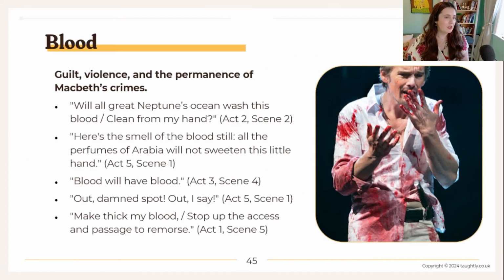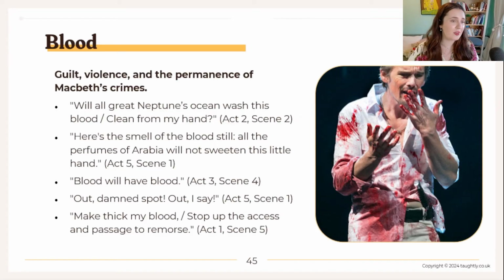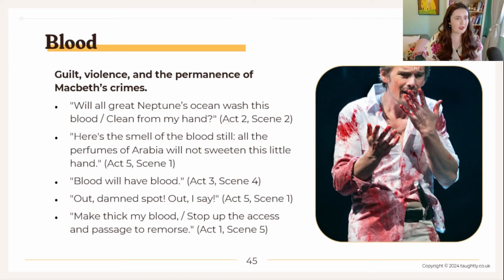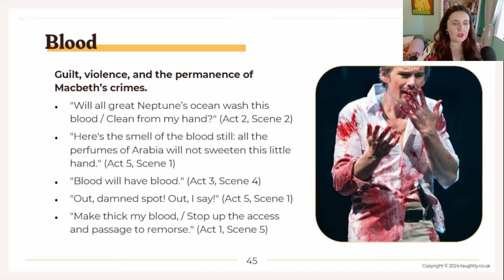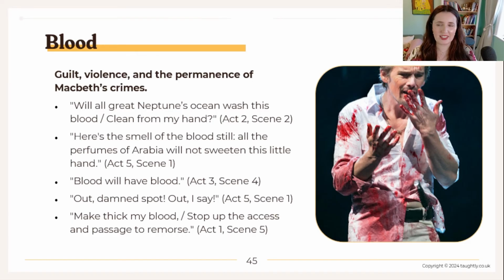So blood. Blood represents guilt, violence, and the permanence of Macbeth's crimes. You cannot wash it away, it will stay with you forever. So Macbeth says, "Will all great Neptune's ocean wash this blood clean from my hand?" Showing at the start of the play he understands the great consequence of killing Duncan, that he will never truly be able to get clean from that moment. Interestingly, and not quoted on here, Lady Macbeth in this moment says to him, "A little water clears us of this deed." So she thinks, just wash your hands and it's all fine.